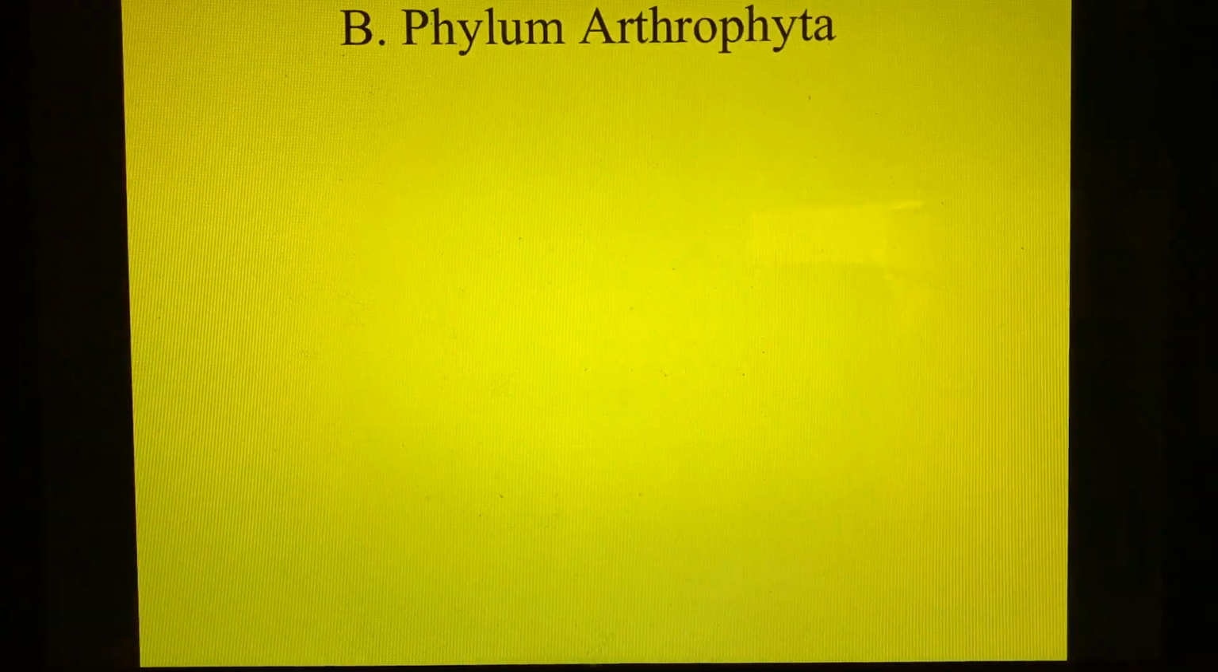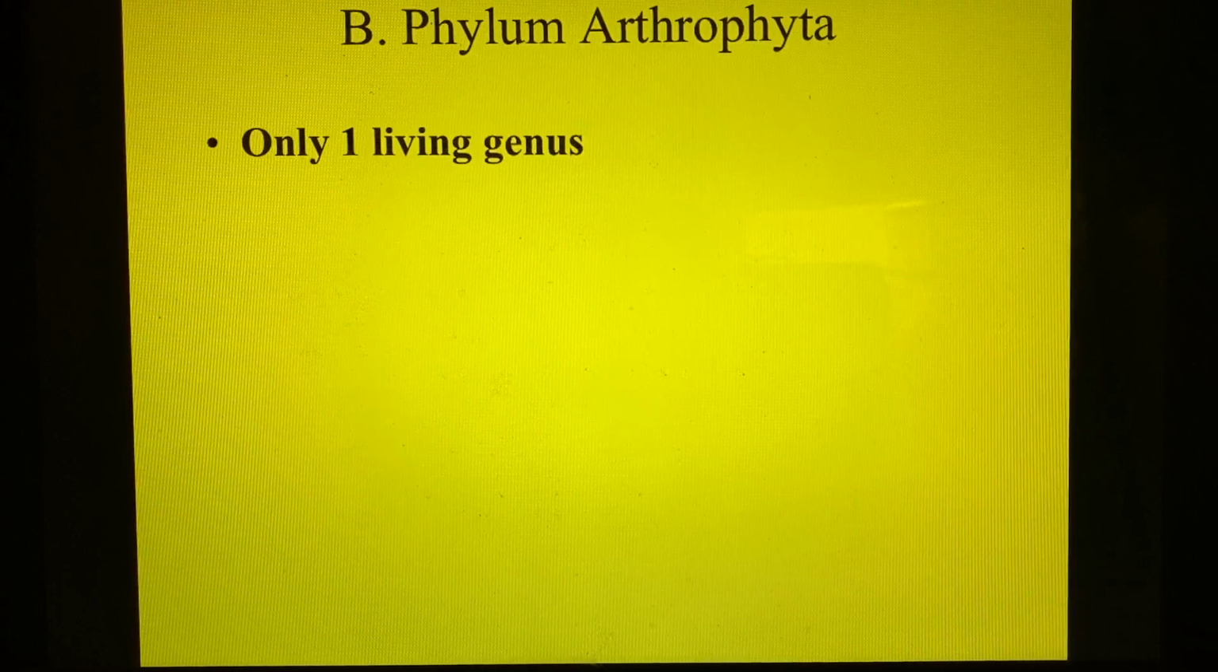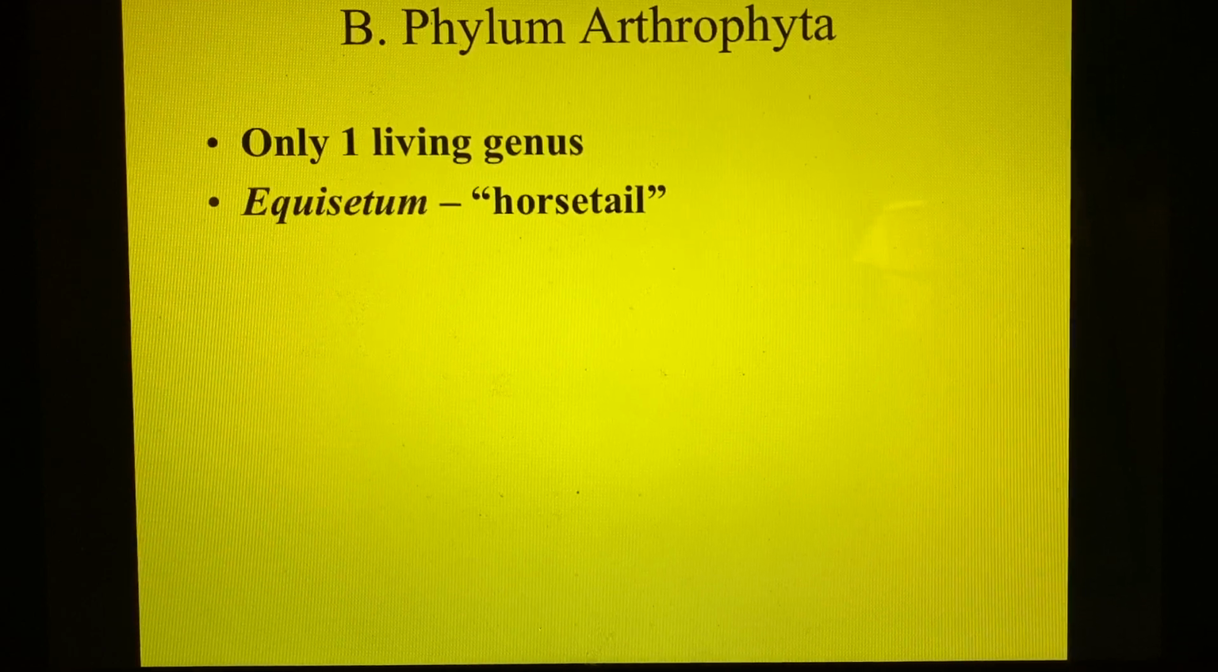Okay. The next group is called the phylum Arthropoda. And there's only one living genus of this. You've all seen this too, especially in Lawrence County because, what is it, like 60% of Lawrence County is flooded. It's either a swamp or a bog or something like that. And the genus is Equisetum, which means horsetail.